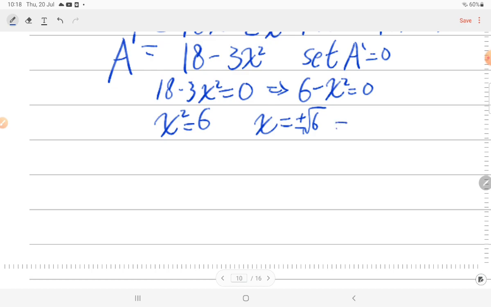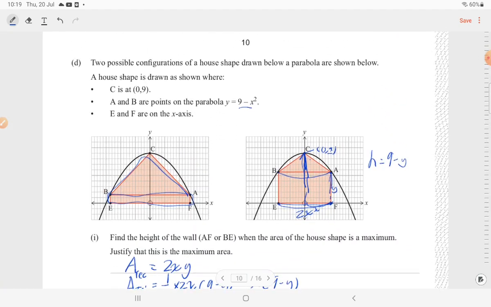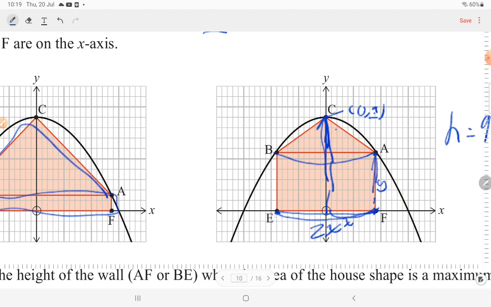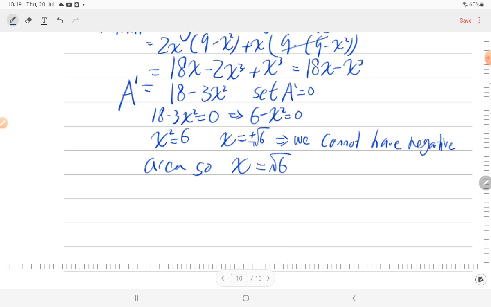So we cannot have negative area. So x is equal to square root of 6. Having a negative side length would just be symmetrical, so it doesn't actually matter. So x is equal to square root of 6.